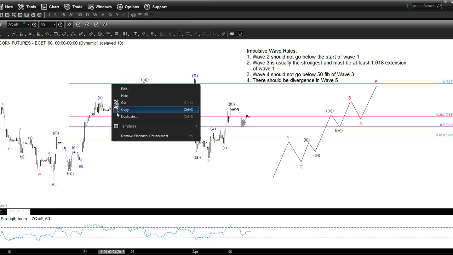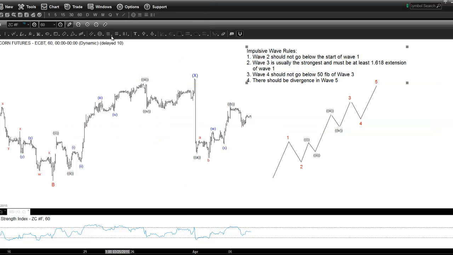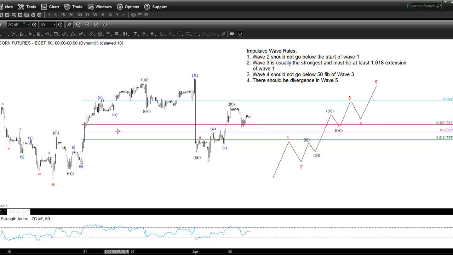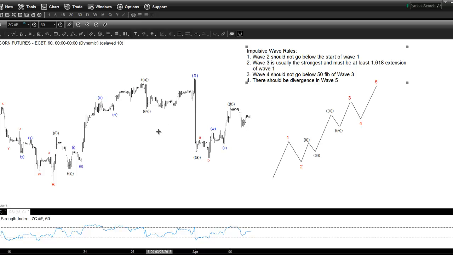And if we look at the internal count here in blue, we can also measure from the start of the wave 3 in blue here, the 50 Fib is right here, and the blue wave 4 also does not go below this 50 Fib, which also satisfies this criteria. So far this structure already satisfies all the first 3 criteria. And now let's take a look at the last one, that we should be able to see RSI divergence in wave 5. Now let's take a look at this structure here.